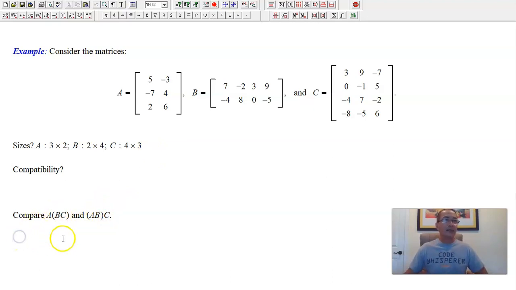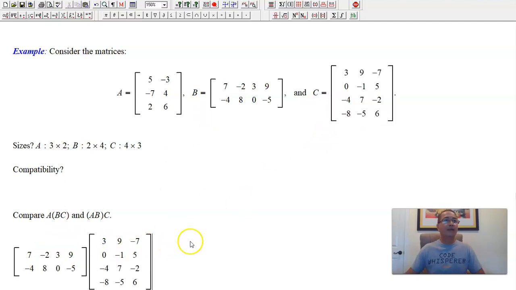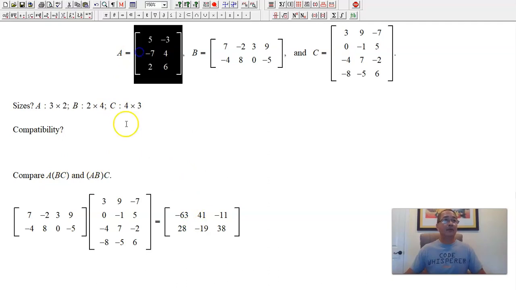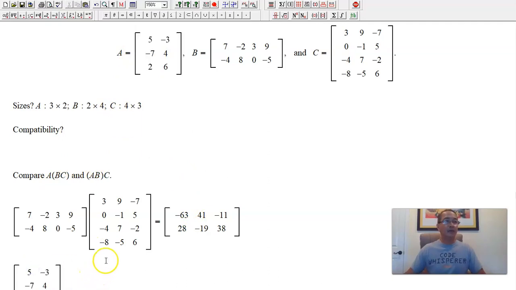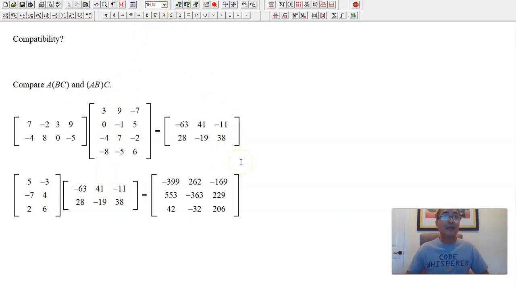Okay, so let's get down to the nitty-gritty. Let's do B times C first. So here is B, and then we will multiply by C. Okay, and what do we get? So we get that 2 by 3 matrix. Okay, and now we will multiply by A on the left. So we will take this matrix A, and we will multiply by the product we got here on the right. Okay, and we get that 3 by 3 matrix.